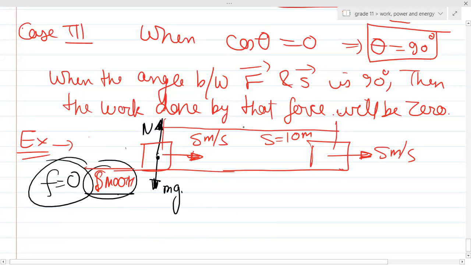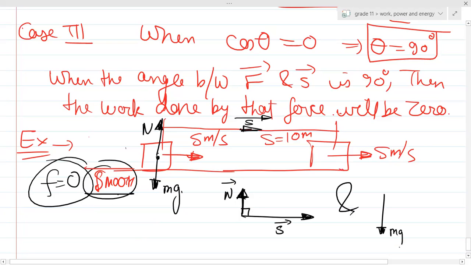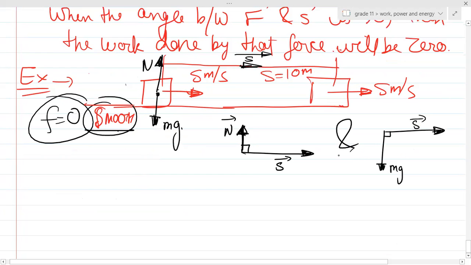So can you see over here the displacement in this case? Normal reaction is like this. Displacement is like this. What is the angle between these two? Yes, tell me what is the angle between these two? 90 degree, right? Yes or no? Can you see the displacement was towards right, normal reaction was acting upwards? Hello? Yes, sir.